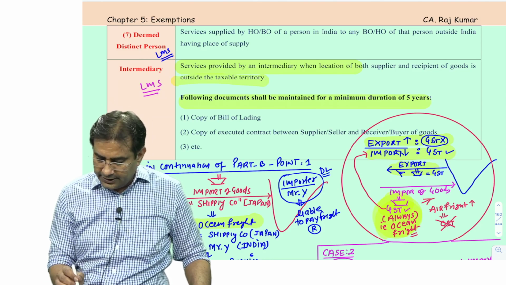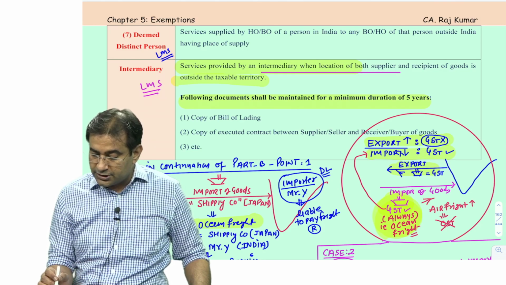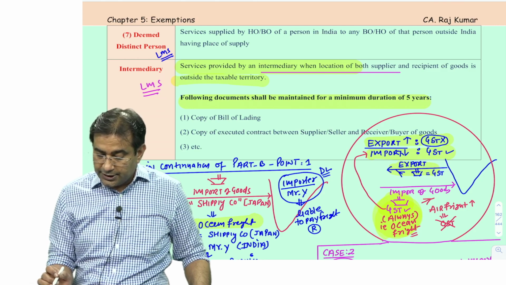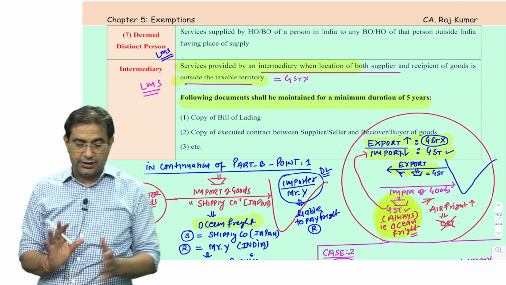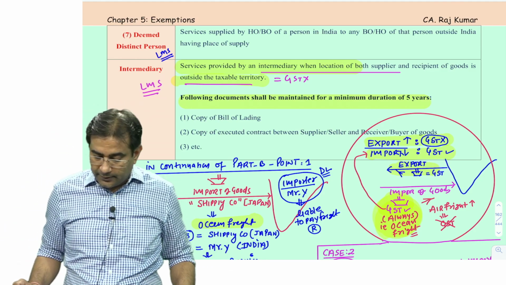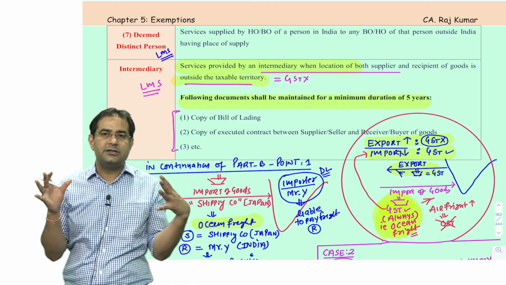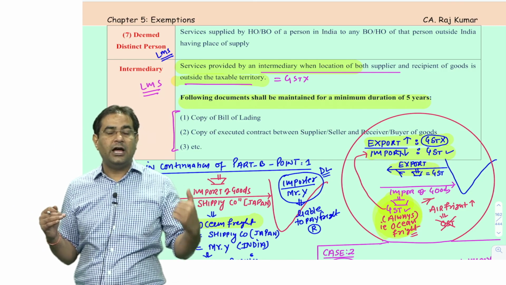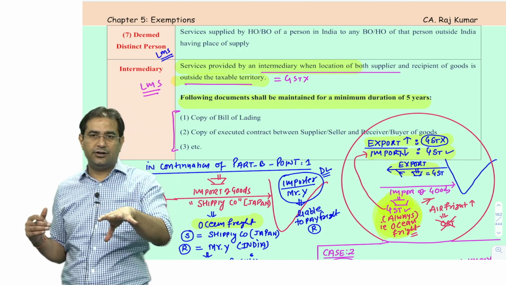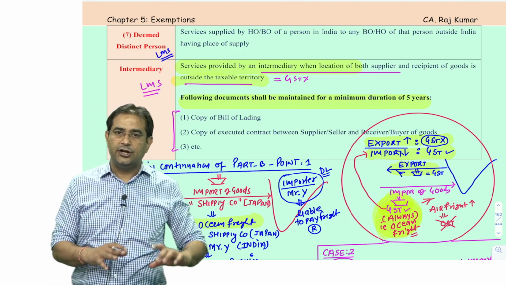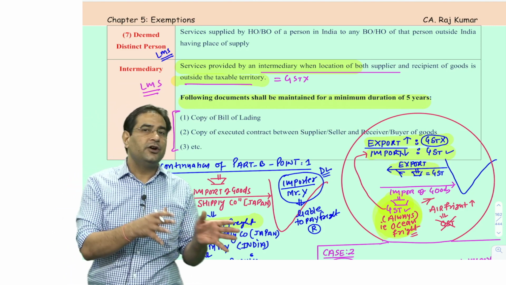So practically, for an intermediary, if the services are provided when the location of both supplier and recipient of the goods is outside the taxable territory, then it will not be liable to GST. This position was linked from the earlier discussion, and there are some conditions, like a copy of the bill of lading, etc. You must have relevant documents to prove that you were engaged in such a supply and that you got this commission due to this particular supply. You will have to maintain relevant records to prove the same.